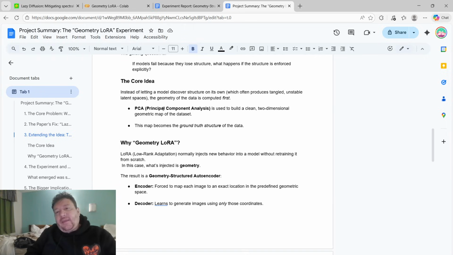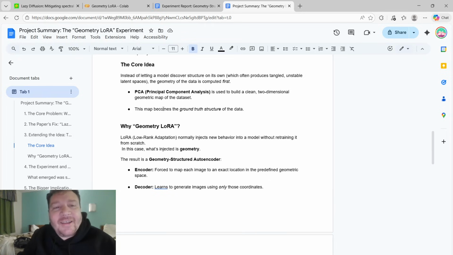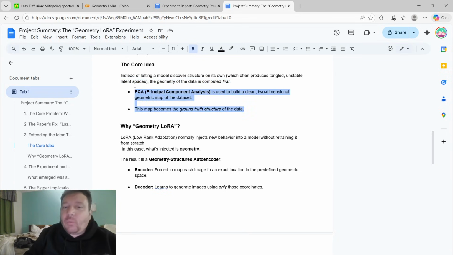And then I'm just saying, it's all geometry based. So what if you just inject the geometry directly into it, right? Which I've done kind of a lot. The core idea is that instead of letting a model discover structure on its own, which often produces tangled, unstable latent spaces, the geometry of the data is computed first. In this particular instance, I use PCA, or principal component analysis, to build a clean two-dimensional geometric map of the data set. This map becomes the ground truth structure of the data.